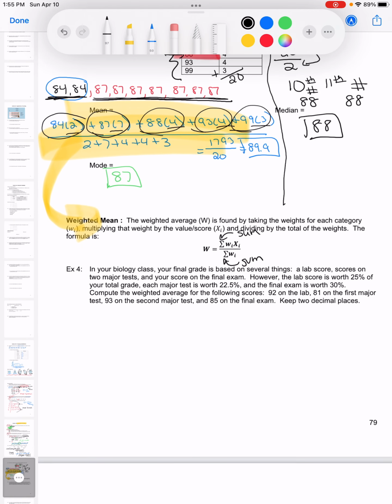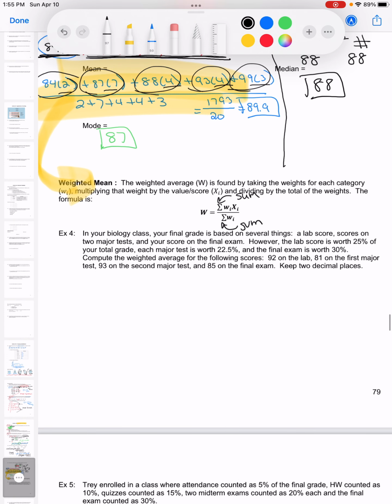And this is how we can calculate our class grades. So I've got an example down here below where we're going to do our weighted mean. We're in a class and our grade is based off of several things. But one thing is our labs. Labs are worth 25%. And I'm going to tell you, I change percents to decimals for all of these. Some people don't. It works out the same in the end, so it doesn't matter, but I like to change the percents to decimals. So my labs are worth 25%, and I scored a 92 on the lab.